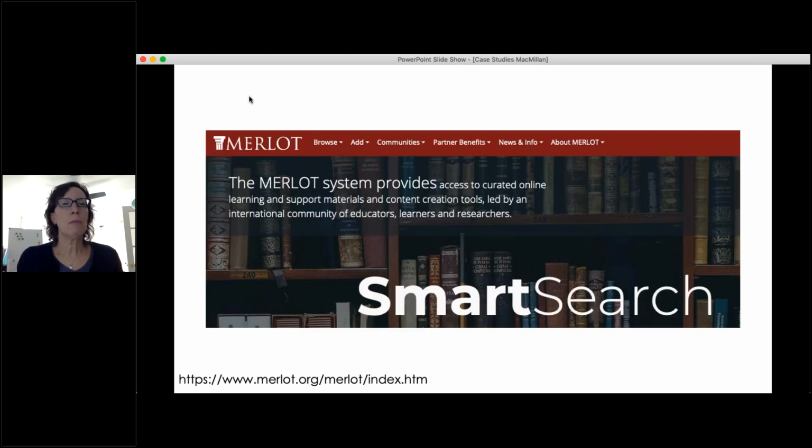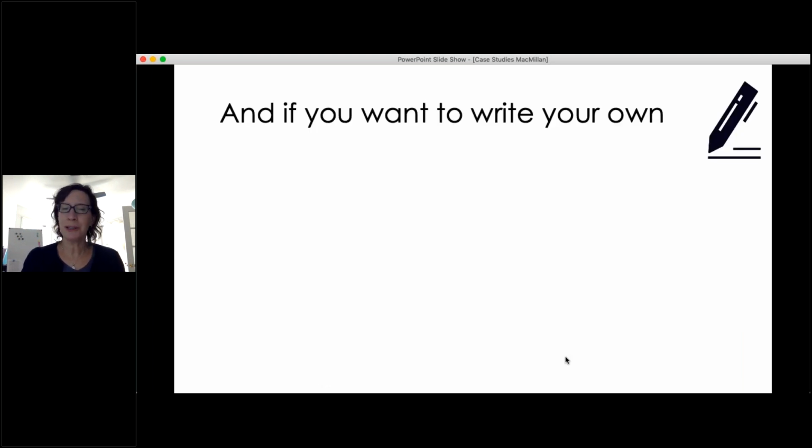And then there's also Merlot, not the wine, unfortunately. But anyway, Merlot has all kinds of resources for teaching, and you can browse, and there is a wide range of STEM disciplines represented in Merlot. And again, you can search for a variety of teaching materials, and they do have case studies as a particular search term. So you can search for case study, you can search for your discipline, and see what is in Merlot.